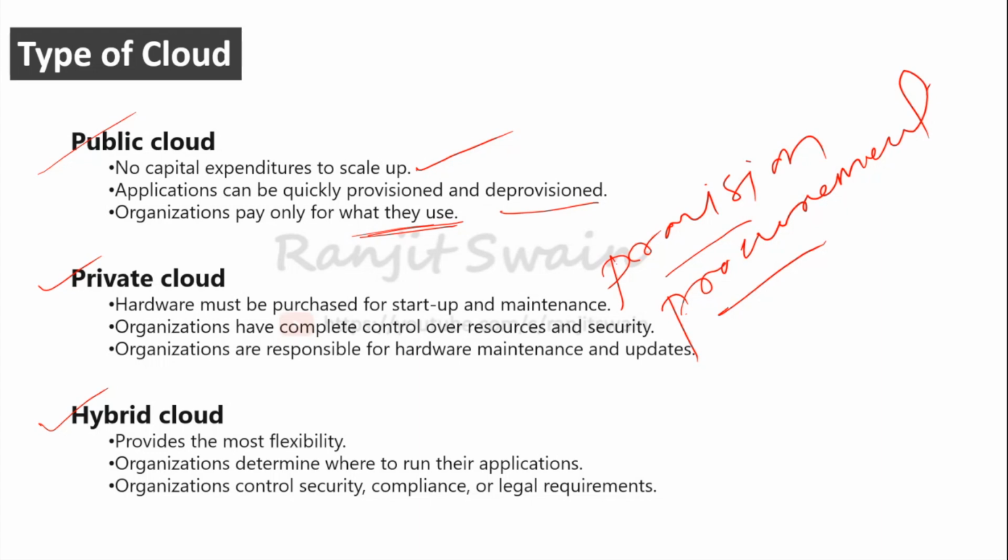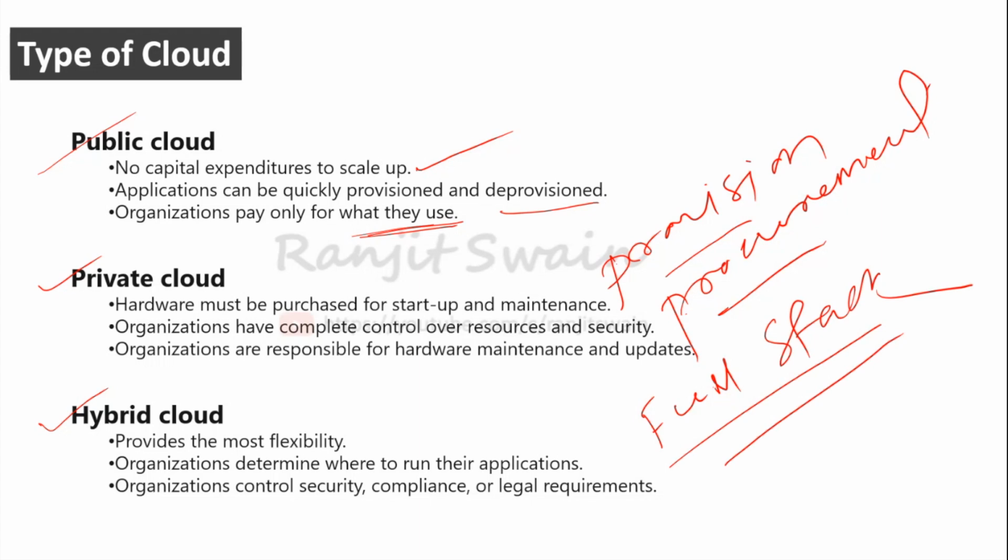Hybrid cloud provides the most flexibility and it provides a mixture of both public and private. Organizations determine where to run their applications. Suppose you know full stack. What is a full stack application? It's a combination of both front end and back end application.